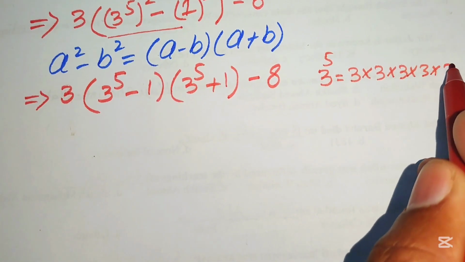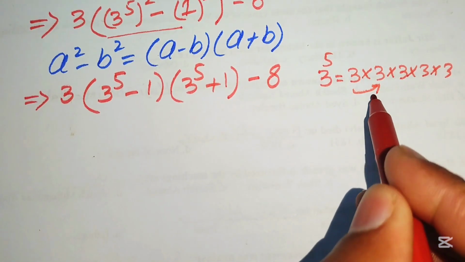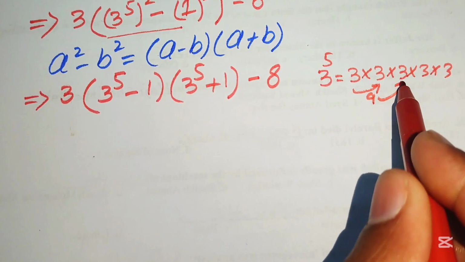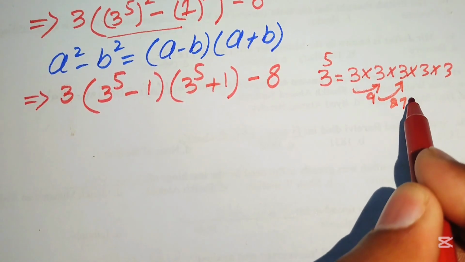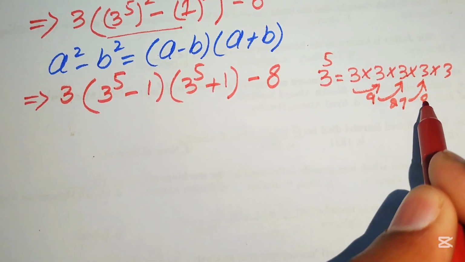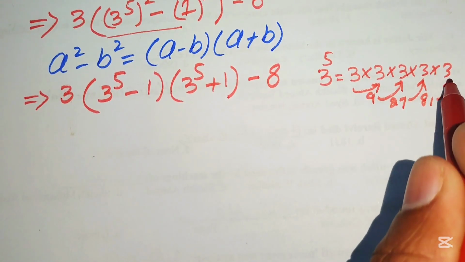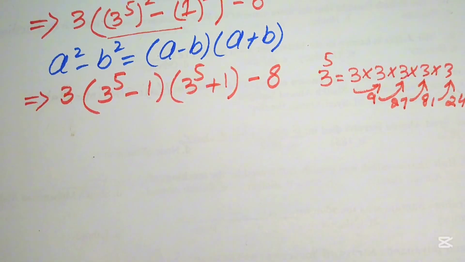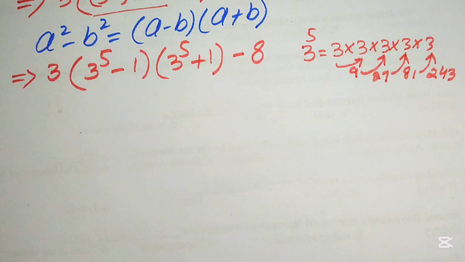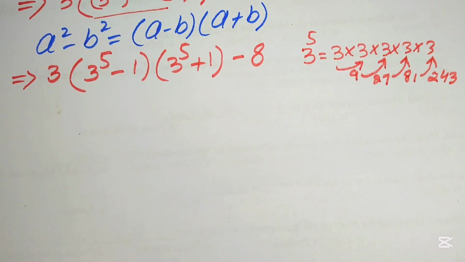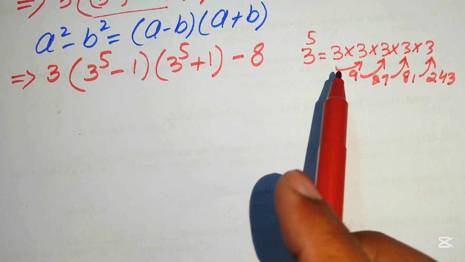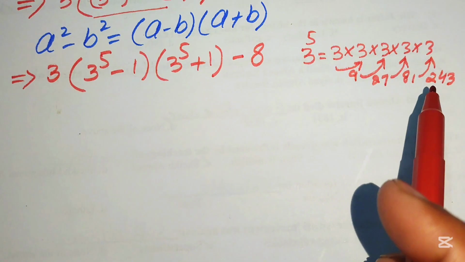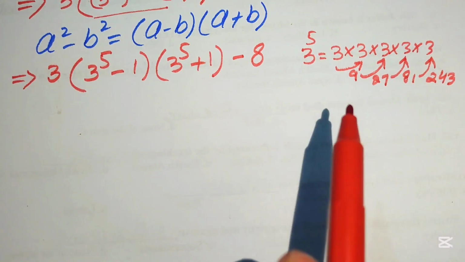Okay, so you see here 3 times 3 becomes 9, 9 times 3 becomes 27, 27 times 3 becomes 81, and 81 times 3 becomes 243. Okay, so here this is the usual method of multiplication in which you easily get the product, 3 to the power of 5 equals 243.